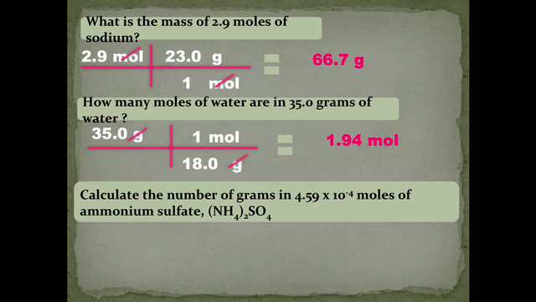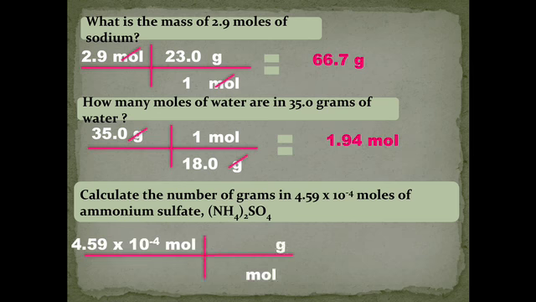Okay, calculate the number of grams in 4.59 times 10 to the negative 4th moles of ammonium sulfate. So I write my known. Moles has to go on the bottom, grams on top, and this is the compound we figured out on the first page, so I'm not going to go through that again. We just have 132.1 grams. My moles are going to cancel, multiply across the top, and divide on the bottom, and I get 0.0606 grams.